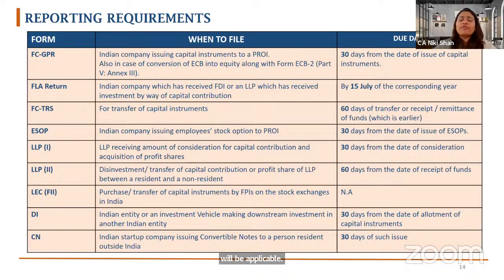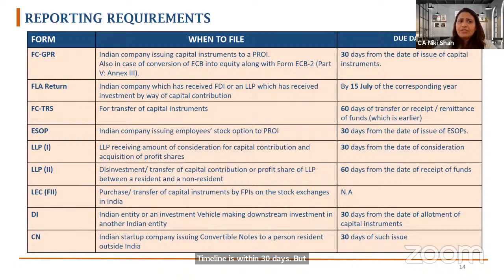Moving forward, let's understand what forms need to be filed. First, if the funds are coming into the company and shares are being issued, form FCGPR needs to be filed. If conversion is happening from ECB to equity or other convertible instruments which are allowed, in all such scenarios FCGPR needs to be filed. The timeline is within 30 days.